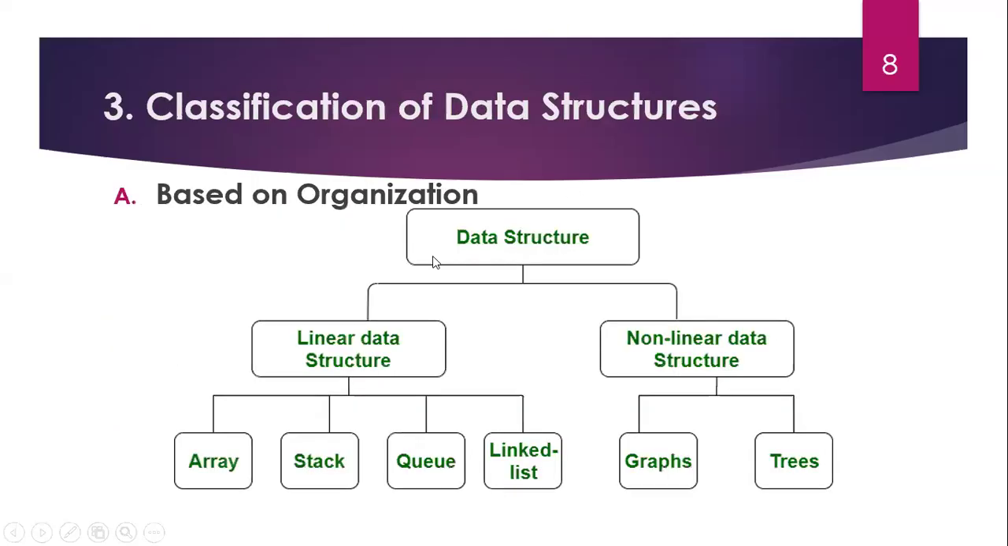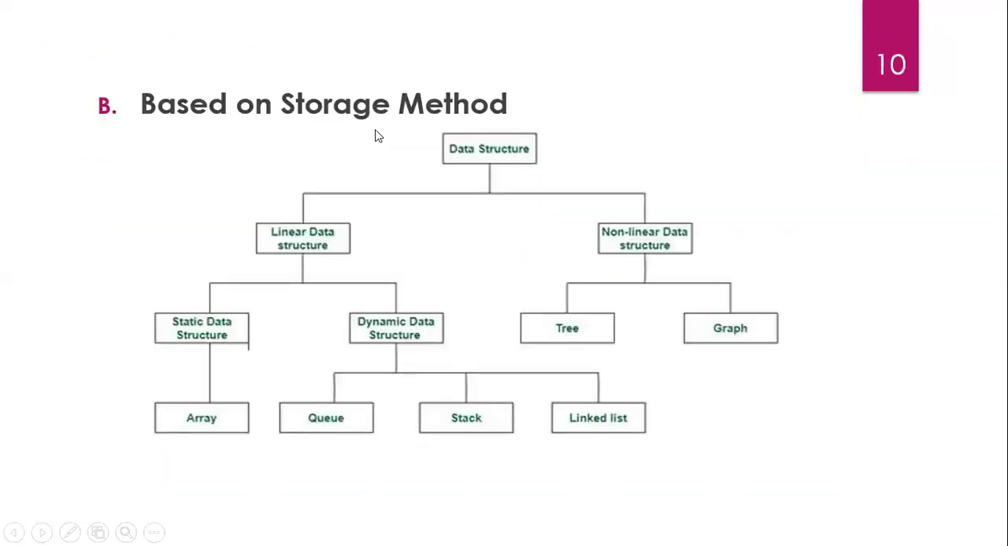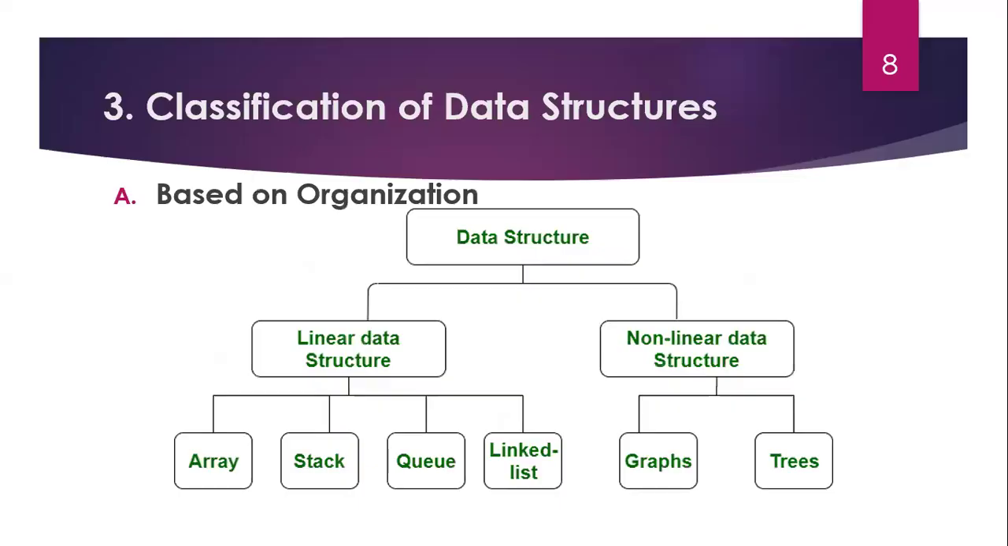Okay. Let's move to the classification of data structures. There are so many ways to classify data structures. We can classify them based on organization, or based on storage method, and there are some other methods as well. Based on organization, we can classify them in two ways: one is linear data, the other is nonlinear data.